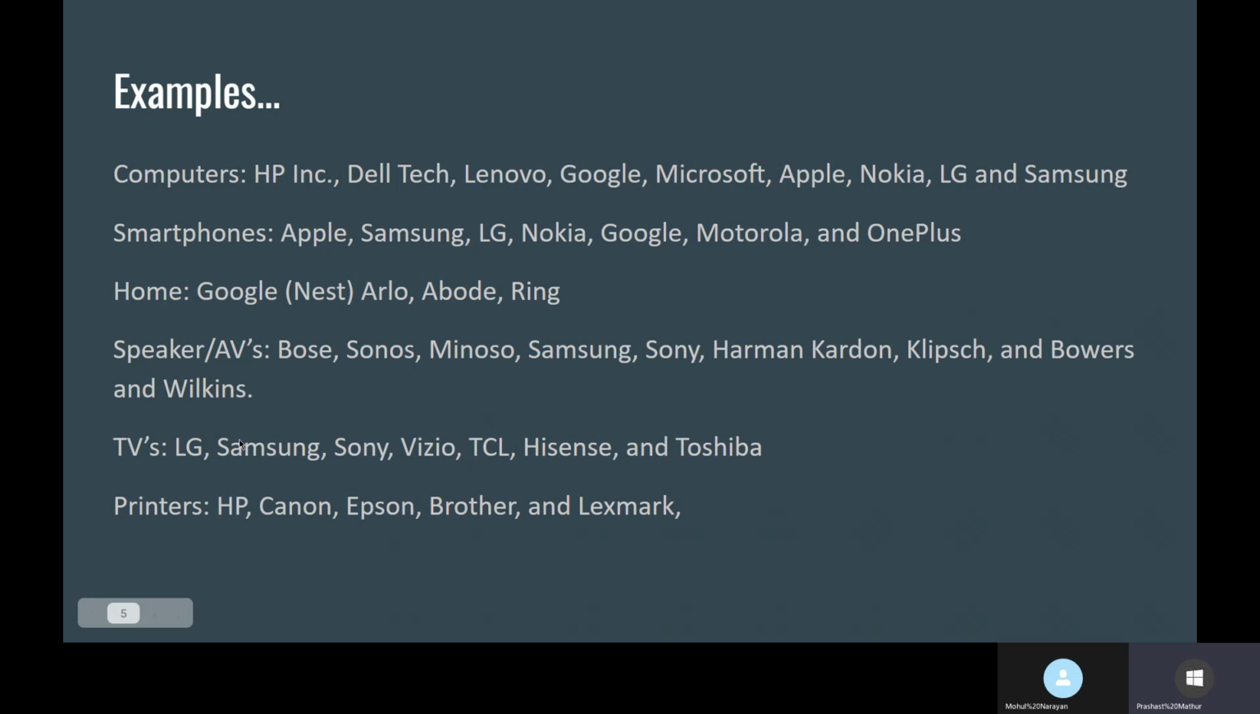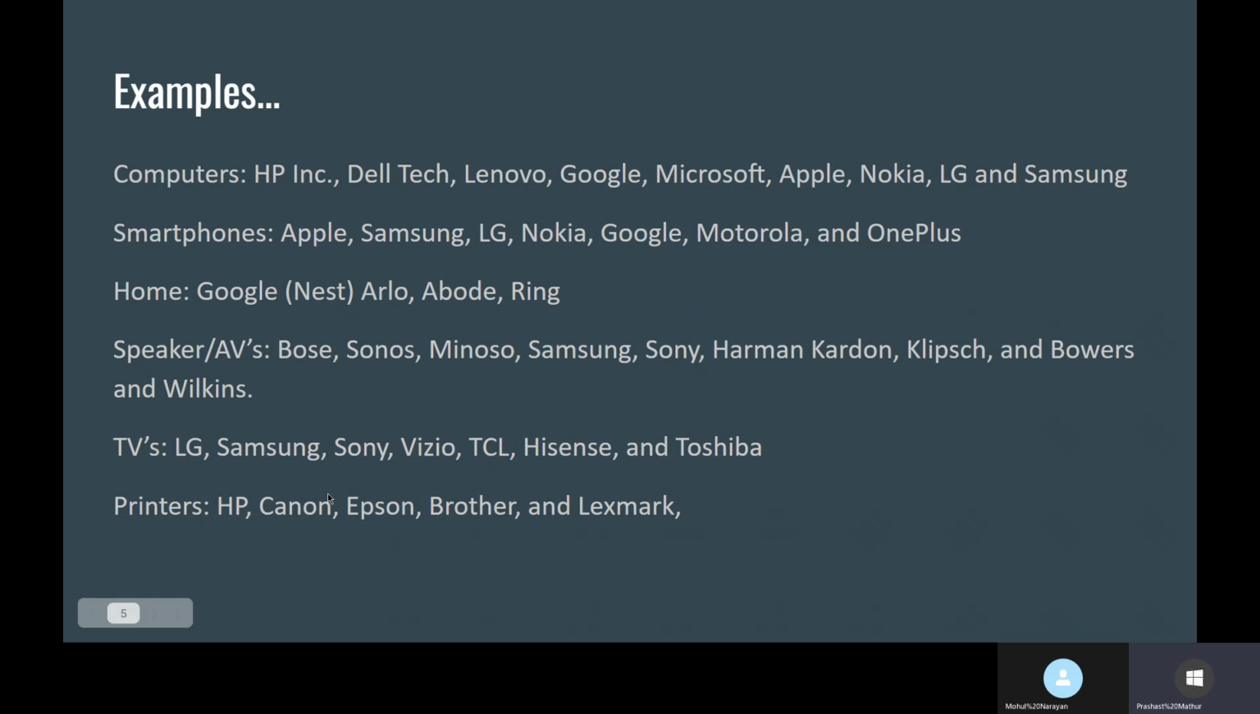Speakers and AVs: Bose, Sonos, Miniso, Samsung, Sony, Harman Kardon, Klipsch, and Bowers and Wilkins. TVs: LG, Samsung, Sony, Vizio, TCL, Hisense, and Toshiba. Again, from most popular to least popular. LG was the most popular, with its OLED and QLED.